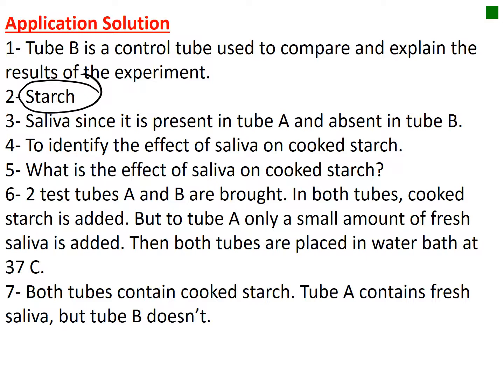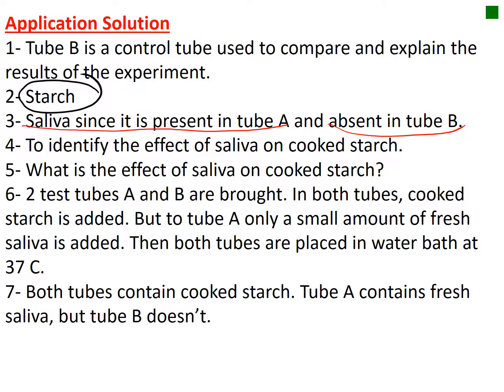What is the variable factor? You have to know that the variable factor is the difference between the two tubes. For example, saliva is present in tube A, but it's absent in tube B, meaning that it's the variable factor.